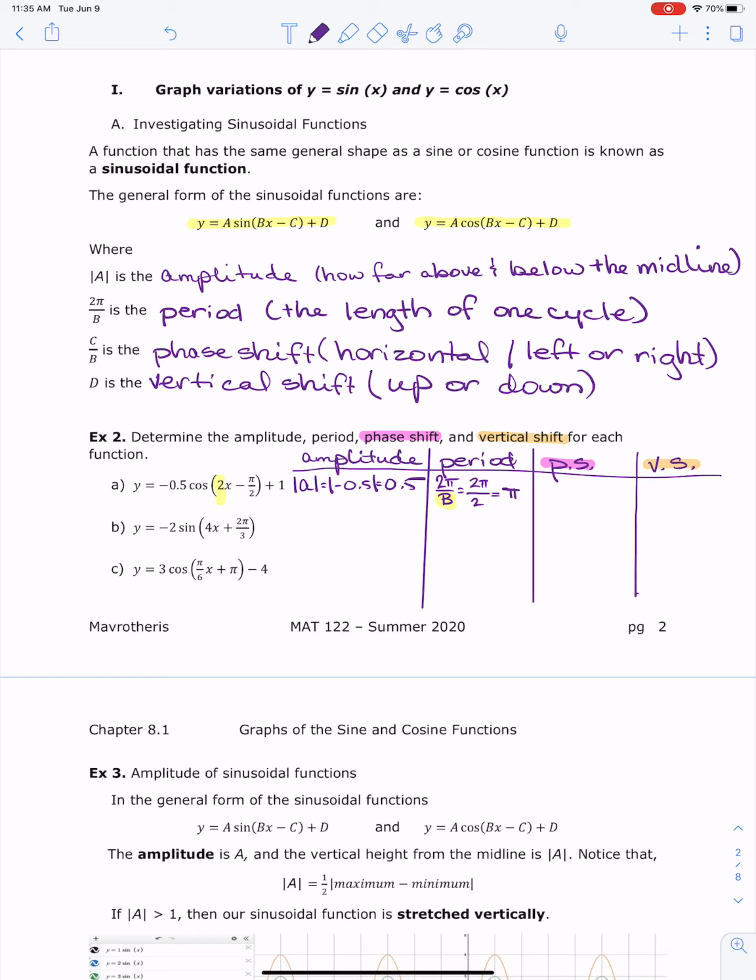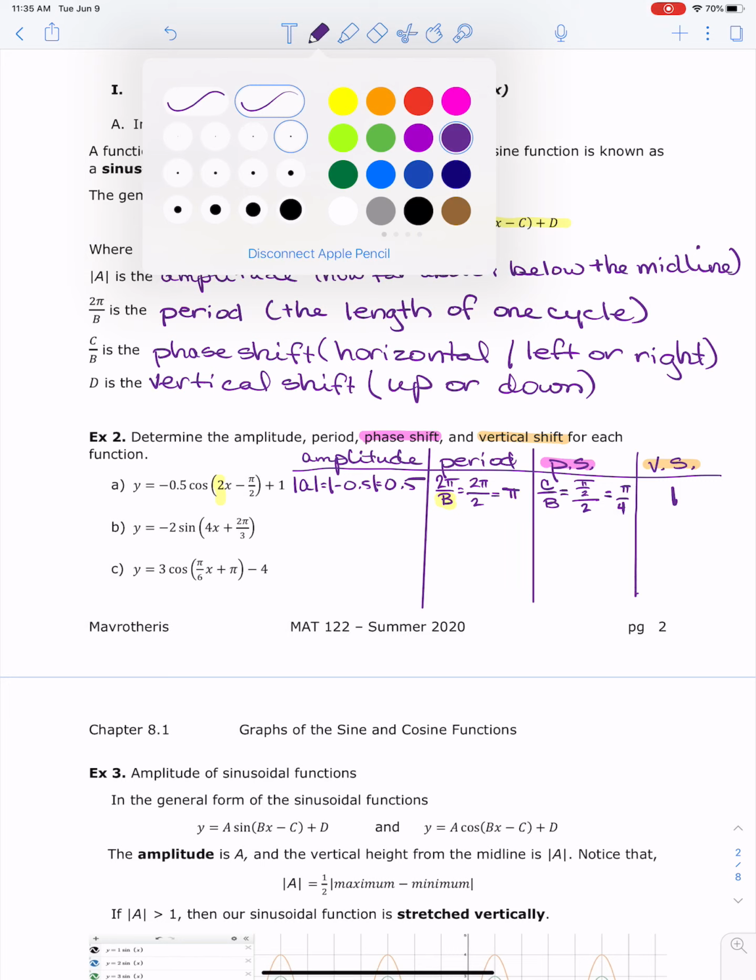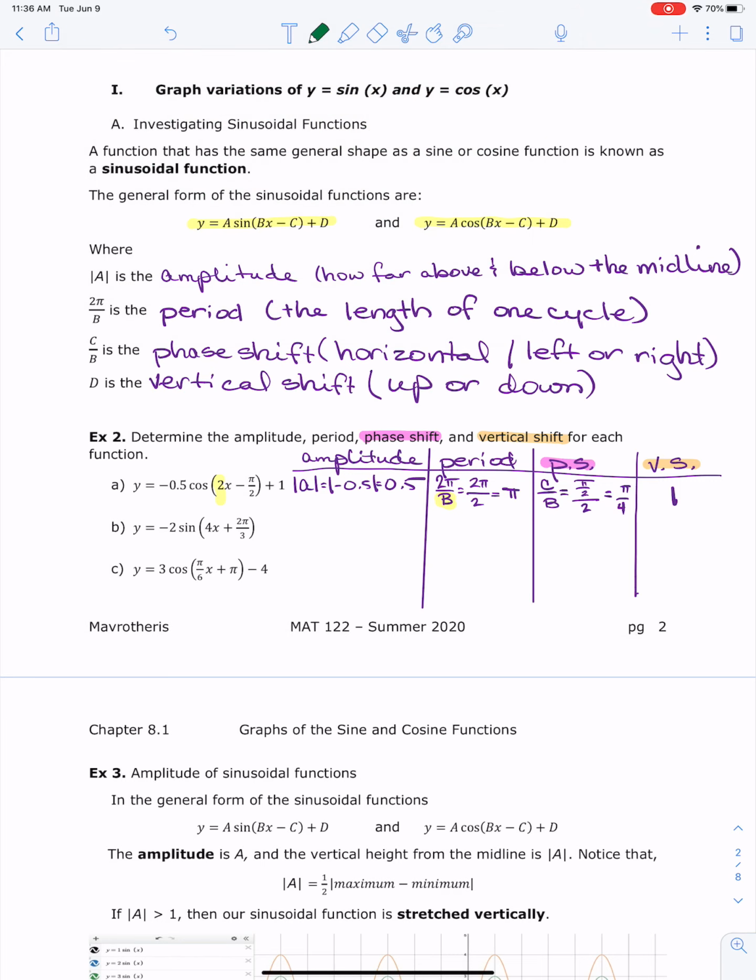Our phase shift, C over B. We've got pi over 2 over 2, which gives us pi over 4. So this graph is going to move pi over 4 to the right. And our vertical shift, what we're adding or subtracting at the end, is 1. This whole graph is going to move up 1. And I'm going to go ahead and change colors just so it's a little easier to distinguish here. So B, this might be a good time if you want to give a shot at B and C on your own first and then come back and compare, to pause the recording.